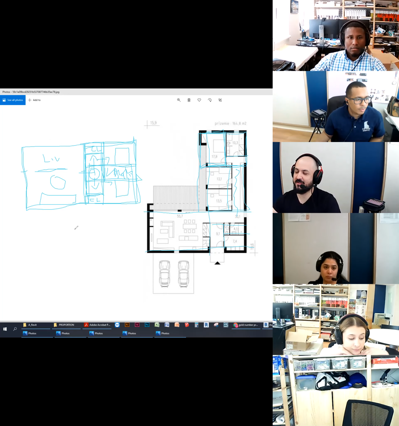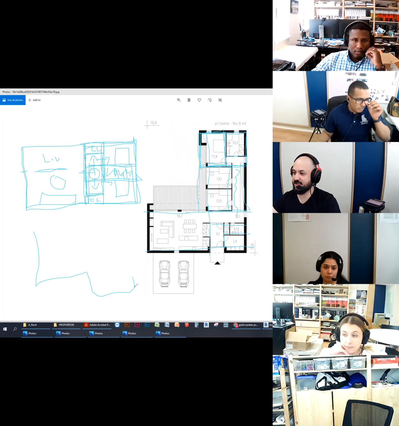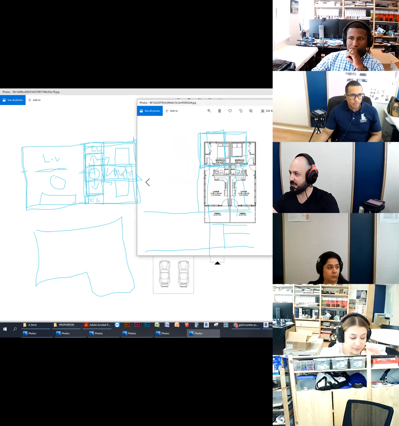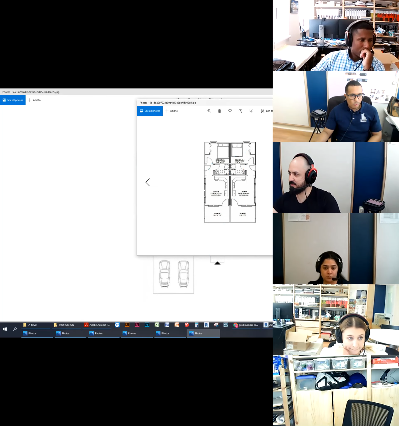This is a quick way, but sometimes you have spaces like this and you wonder, what are we going to do? You need to start to organize those spaces. Again, in any of the plans we've been seeing, if not all of them, the majority use this kind of approach.